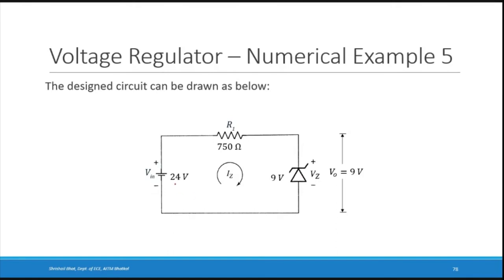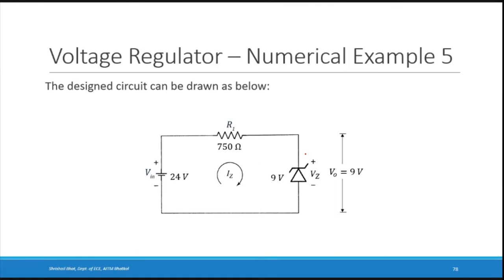Input is 24 volts. VZ you have selected as a 9 volt Zener diode and 750 ohm resistance. Once you draw the circuit with all the values, that is the actual complete design, right? So this is the way you can design a voltage regulator. This was without a load resistance.